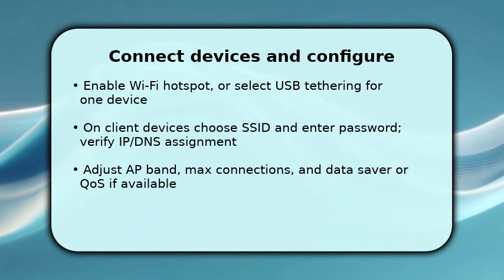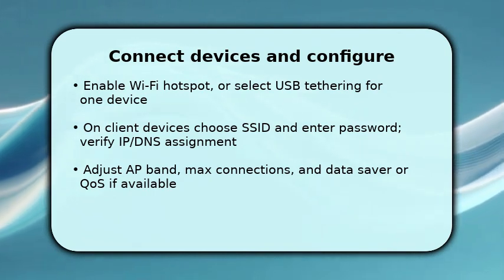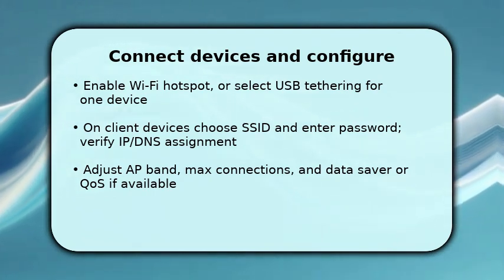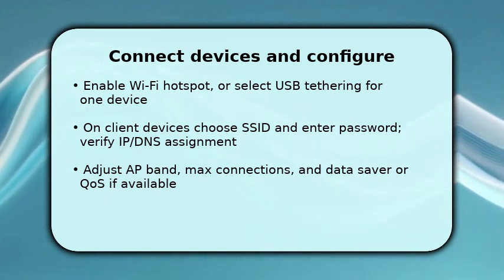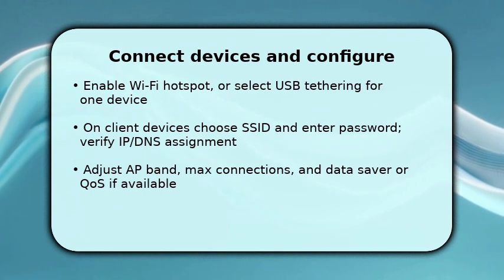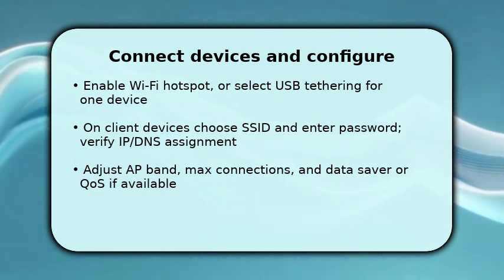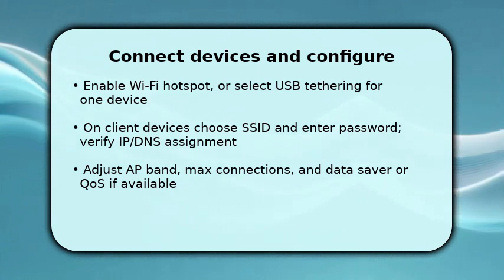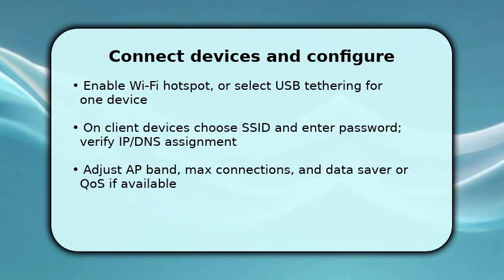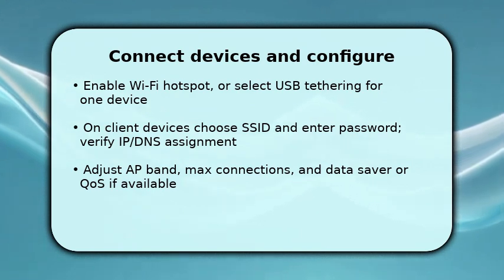Turn on the hotspot and pair one device via Wi-Fi or plug in via USB for a stable link. On each client, select the SSID and enter the password, then check that an IP address and DNS are assigned. This confirms routing. If your phone supports it, set the maximum number of clients and enable any quality of service or data saver settings to prioritize essential traffic.